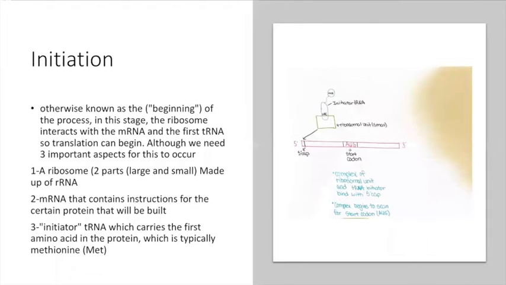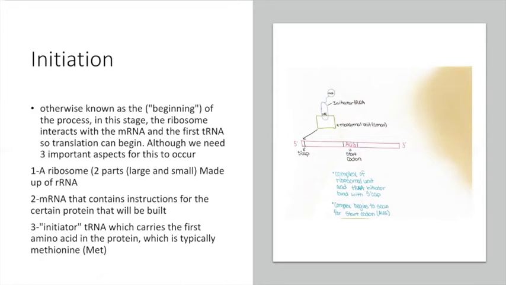Initiation, otherwise known as the beginning of the process. In this stage, the ribosome interacts with the mRNA and the first tRNA so translation can begin. Although we need three important aspects for this to occur. A ribosome has two parts, the large ribosomal subunit and the small ribosomal subunit, which are made up of rRNA. Second, mRNA that contains instructions for the certain protein that will be built, and third, the initiator tRNA, which carries the first amino acid in the protein, which is typically methionine, or MET for short.